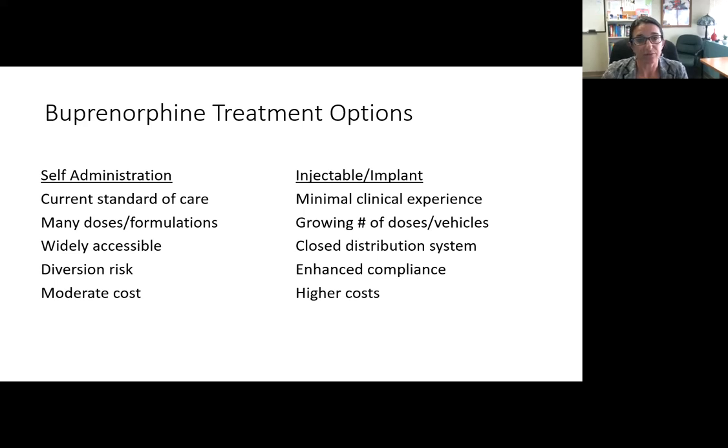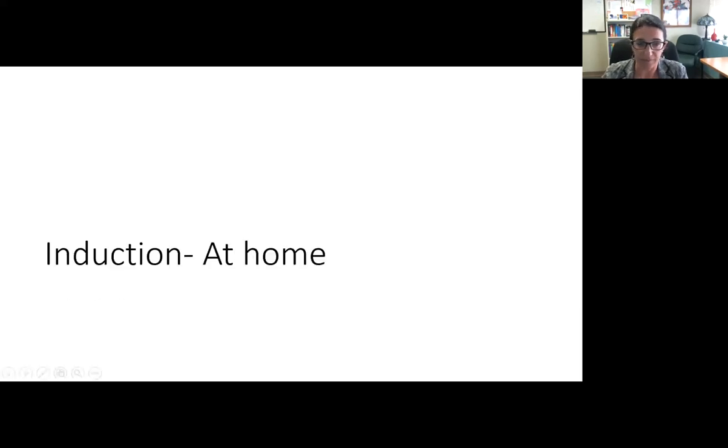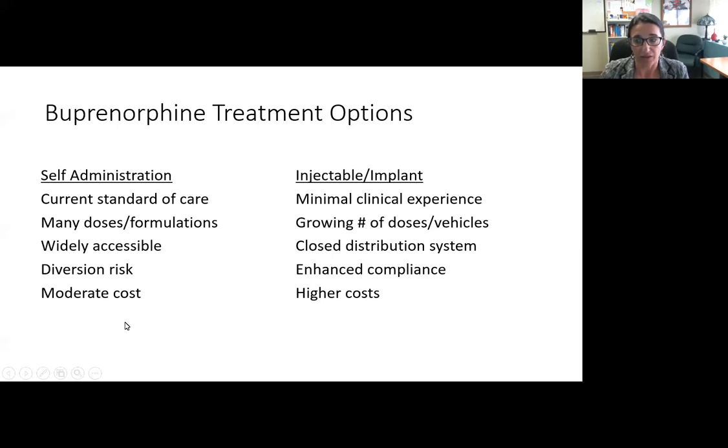In terms of the buprenorphine treatment options, looking at the difference between self-administration and administration in the clinic of the injectable. For self-administration, this really is the current standard of care. It's widely available. There's, as we looked at, different formulations and doses. And the one thing to consider is that the diversion risk increases, certainly if someone has it at home.